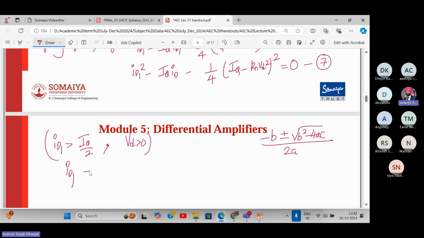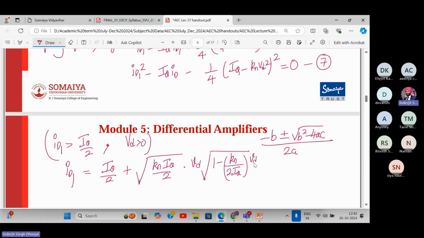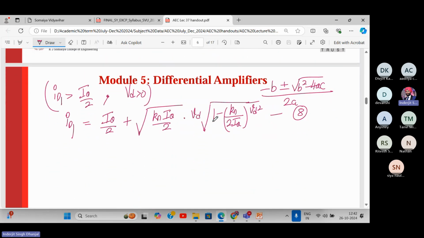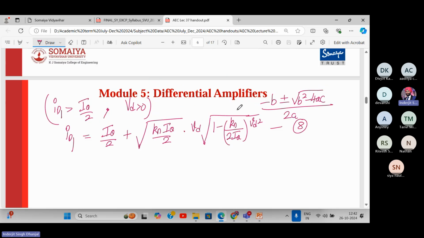Yes or no? So it will be IQ by 2 plus square root of Kn times IQ by 2 into Vd square root of... You don't have this entire derivation, but without this you won't understand a thing. So that's why I'm doing the derivation mostly. But if they ask you in the exam to draw the DC characteristics and explain it, you have to write a few steps. So that's what I'm writing over here. This is equation number 8, by solving with this technique.